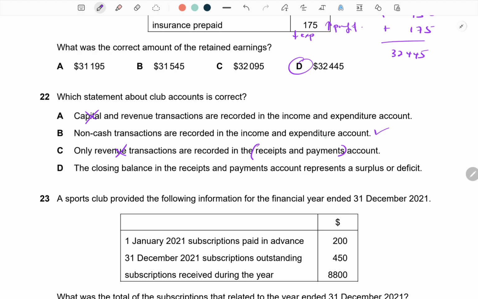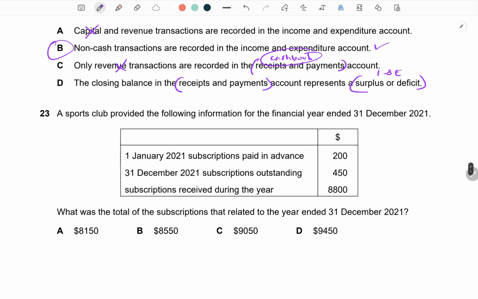Receipt and payment is like the cash book for a club. The closing balance in the receipt and payment account could represent surplus or deficit? Wrong. Like I said, it's like a cash book, so basically it shows how much money is in your bank account. So surplus and deficit is for what? For the income and expenditure account. So the correct one should be B.